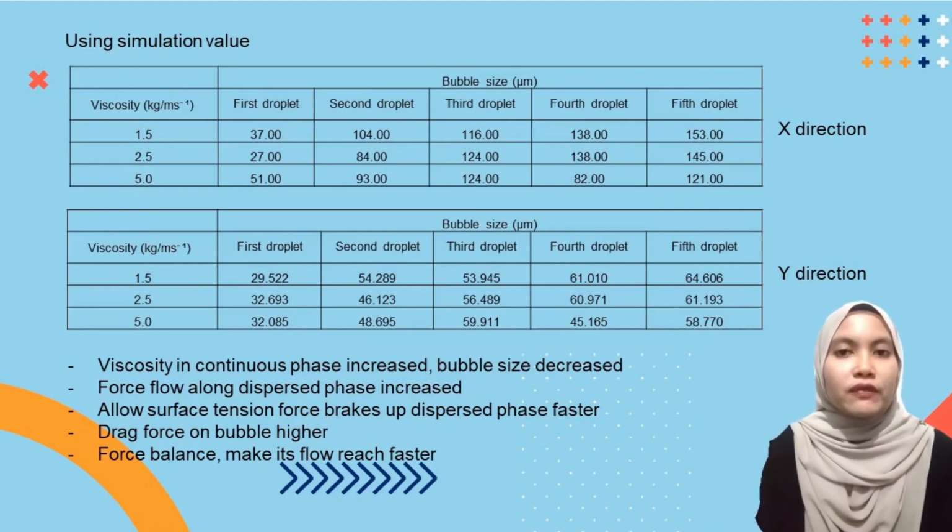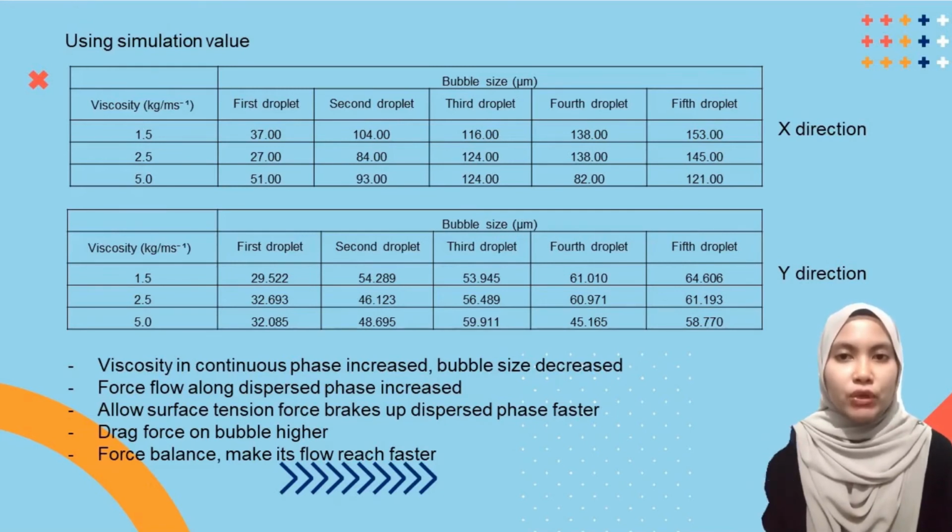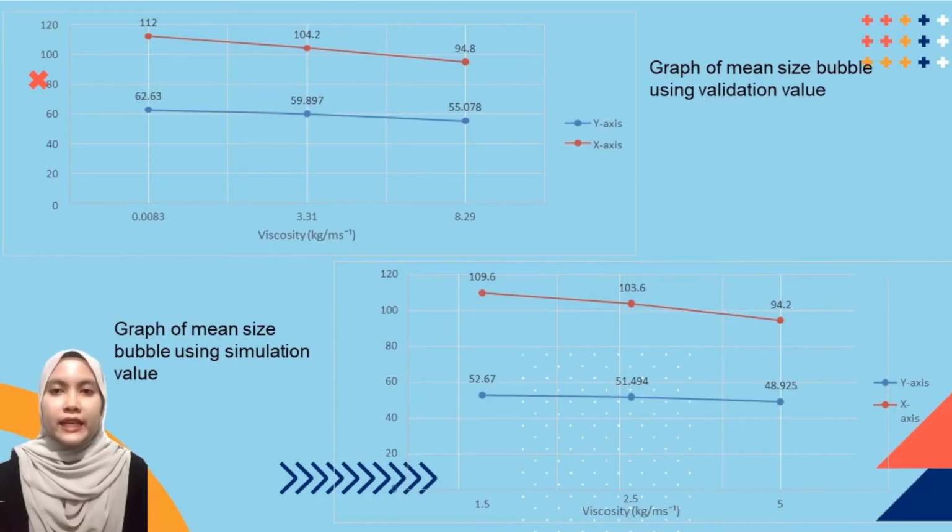This is because when the viscosity of the oil in the continuous phase increases, the force that flows the dispersed phase, which is water, also increases because it needs to flow along with the oil viscosity. That allows the surface tension force to break up faster, and the drag force that acts on the bubble also becomes higher, so the force balance is reached faster and gives a small bubble size. This slide shows the graph of the mean average bubble size in both directions. It concludes that when the viscosity of the continuous phase increases, the bubble size decreases.